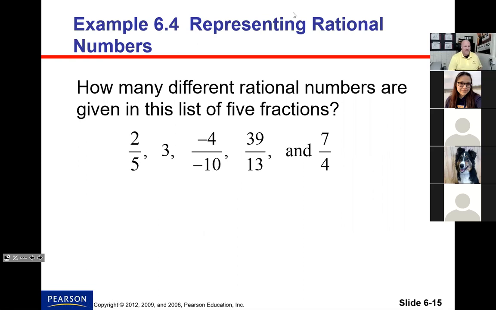Let me stop sharing this for one second. Let me throw up my smart board. I want to show you something. This comes back to that rule, that cross multiplication rule. I want to show you something. You tell me if it works.